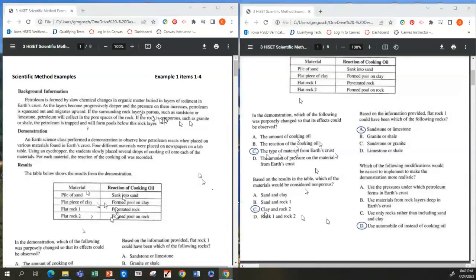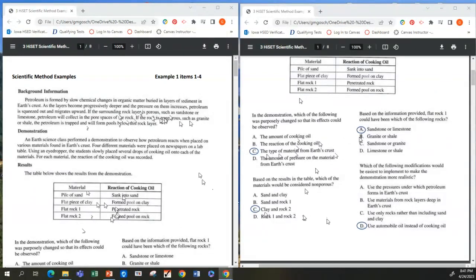Based on the information provided, flat rock 1 could have been which of the following rocks? Well, let's go back over here to our table. Flat rock 1 was the third item, and the oil penetrated the rock there. Going back up here, the sentence that I started to read earlier: if the surrounding rock layer is porous, such as sandstone or limestone, the petroleum will collect in the pore spaces of the rock. In other words, penetrate the rock. So it must be that that particular rock could be sandstone or limestone.